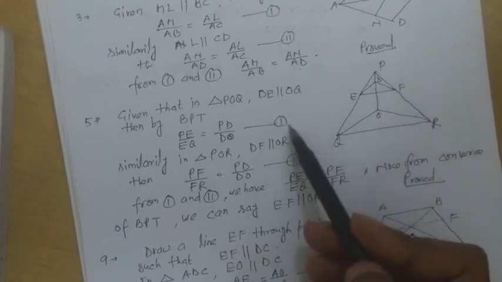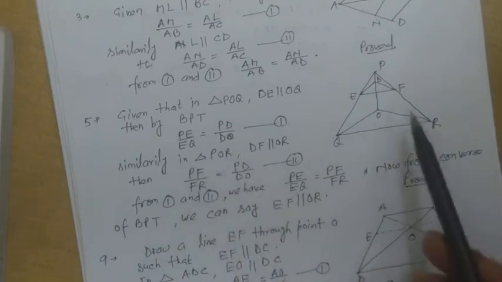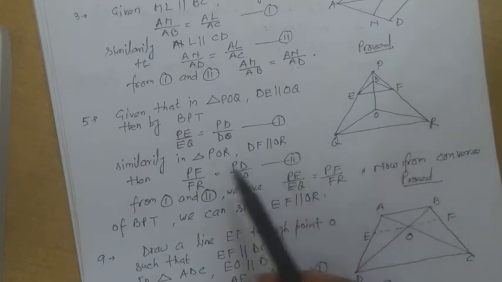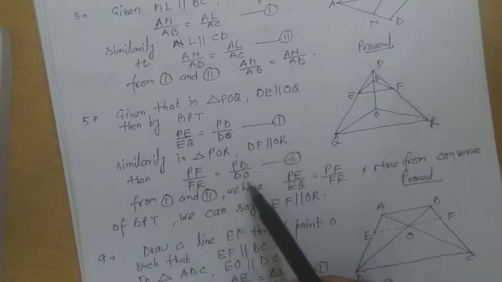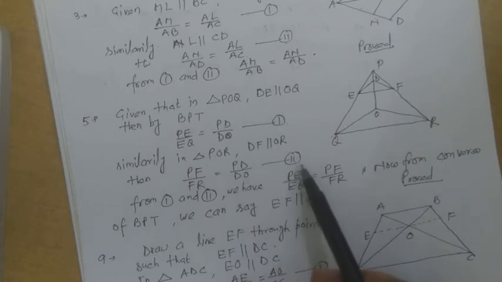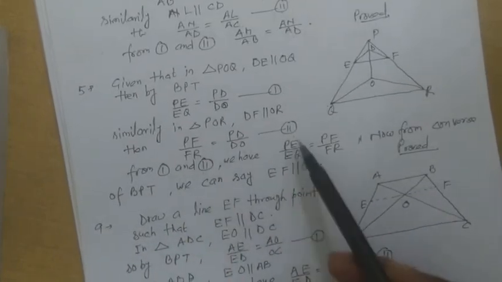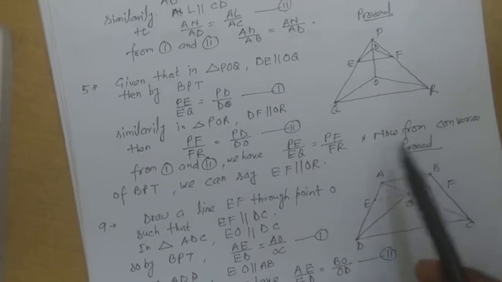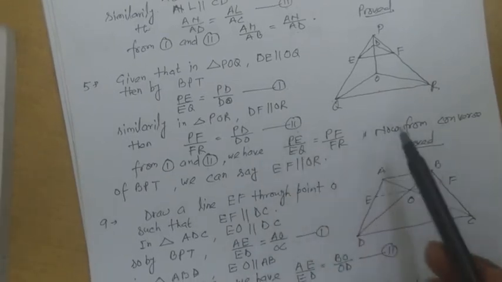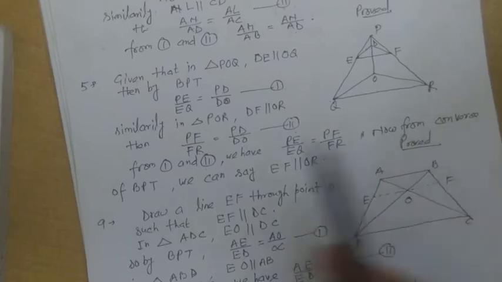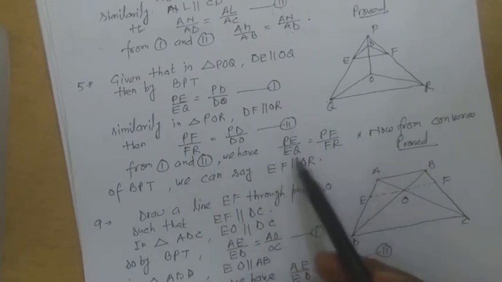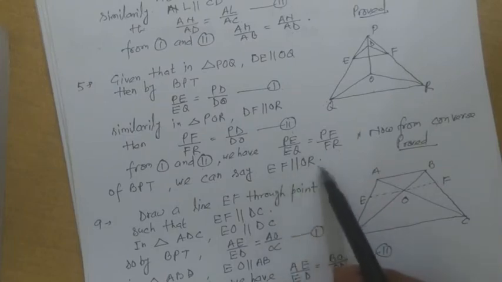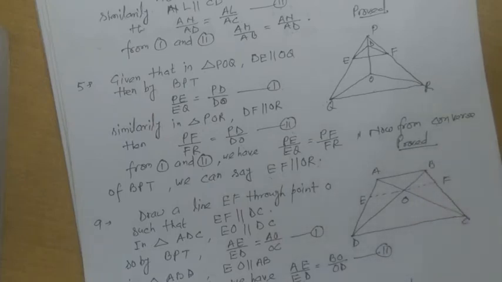That is the first equation. Similarly, in triangle POR, we can get by the BPT PF upon FR is equal to PD upon DO. That is the second equation. So from first and second equation we have PE upon EQ is equal to PF upon FR. Now we get this type of ratio, and we know from the converse of BPT that if this ratio is satisfied, then EF is parallel to QR. That is proved.